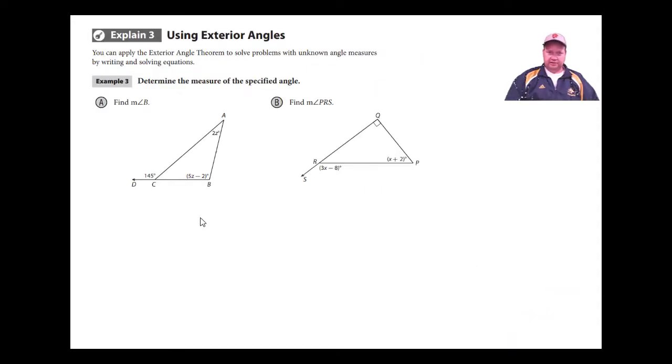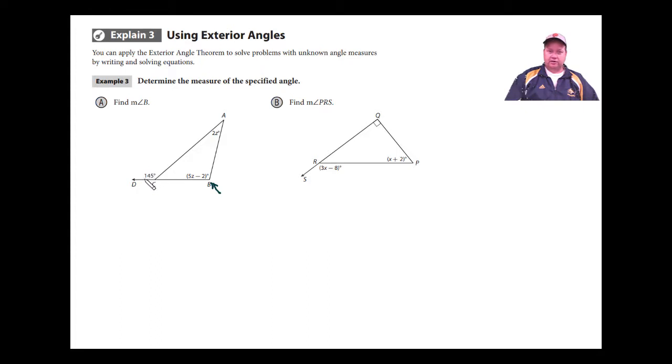Okay, now we're getting down into some algebra. You can see that we have an exterior angle, which is 145 degrees. And if I was being asked to find this angle right here, which I could call ACB, this right here would be 35 degrees because 35 and 145 would make 180, but we're not being asked to find that. We're being asked to find angle B. Angle B is this angle right here, which is called 5z minus 2. And so we need to figure something out about z, because otherwise I'm not going to be able to find the degrees.